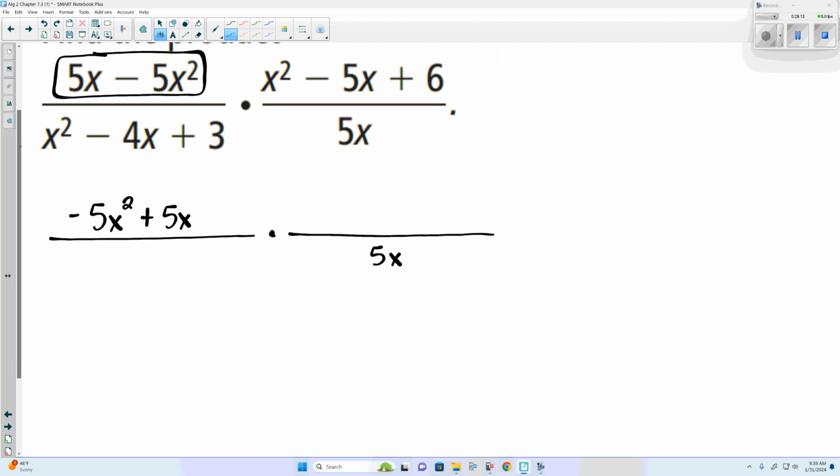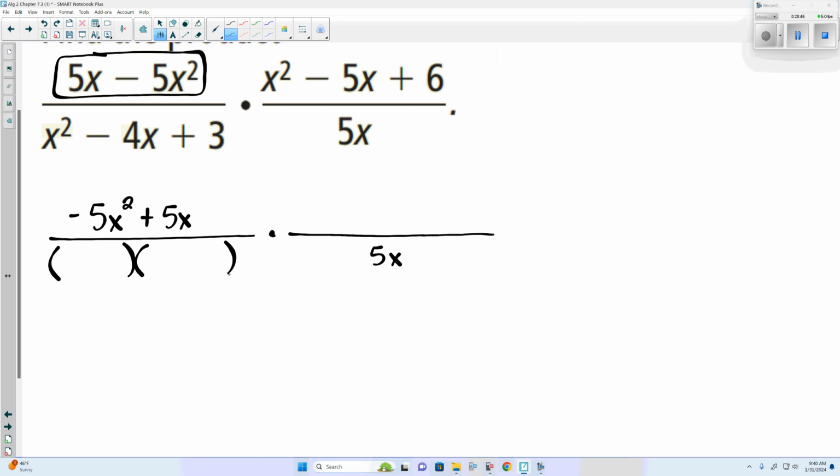Now we have the other two, x squared minus 4x plus 3 and x squared minus 5x plus 6. We need to factor both of them, but we need to pick one that we can feel more comfortable with doing first. Which one do we want to factor first? X squared minus 4x plus 3. It really doesn't matter which one we factor first, but I would pick one that I can see the factors of easier. So if you see the factors of the denominator easier, do it first. If you see the factors of the numerator one, do it first.